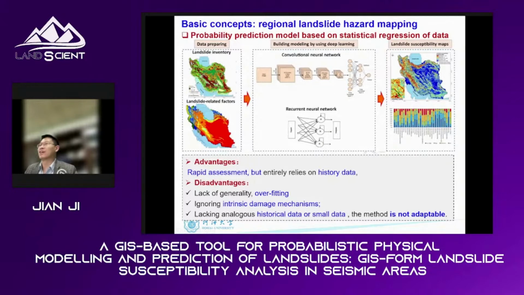For the first type, statistical regression analysis has some advantages like rapid assessment, but it entirely relies on historical data. By itself, it has some disadvantages, which include the lack of generality, because sometimes it can be an overfitting method, ignoring the intrinsic damage mechanism of landslides. It also lacks analogous historical data or has small data. In this condition, our landslide mapping could be not adaptable.